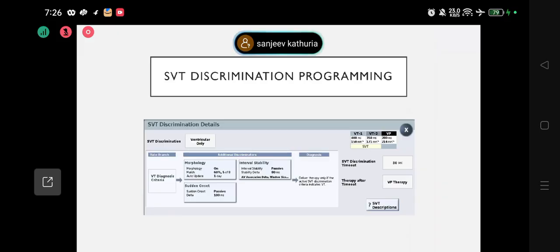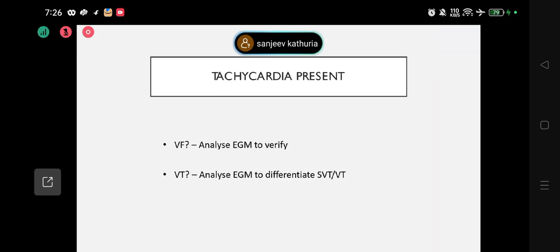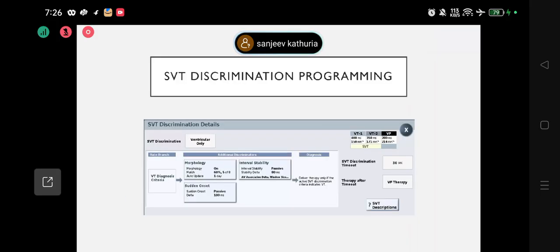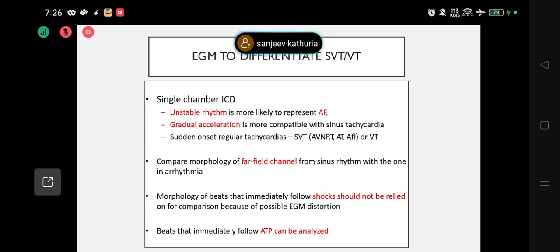Remember these 3 things on which the device works: morphology, onset, interval stability. Only when there is a VT zone. VF zone means problem solved, nothing to be done. VT zone means I will treat these things. As I've told you again, unstable rhythm is AF, gradual acceleration is sinus tachycardia, sudden acceleration means there is some SVT, and I will differentiate it from VT. Remember these 3 lines: unstable, AF; gradual, sinus; sudden onset, some type of SVT or VT. I will use morphology to differentiate them.